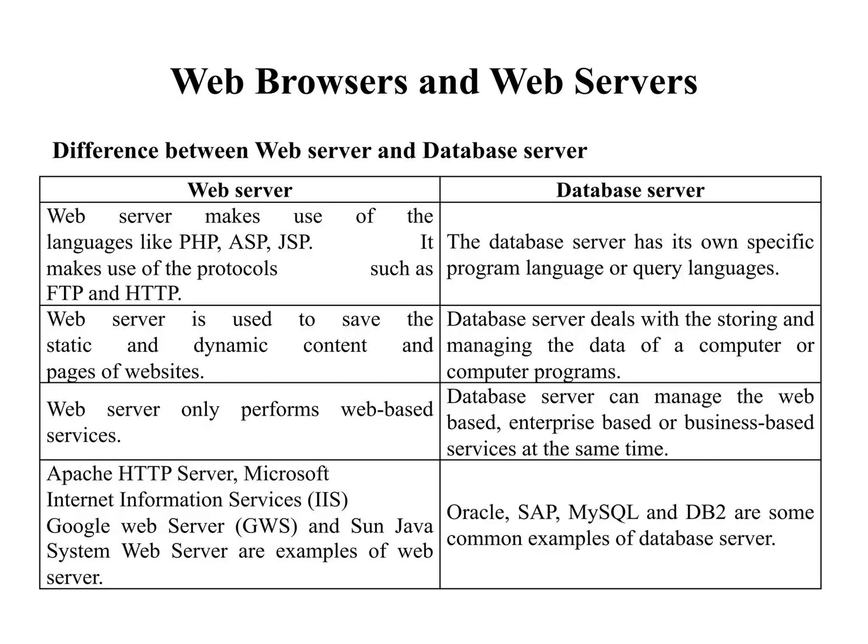For the web server, Apache HTTP server, Microsoft Internet Information Service, Google Web Server, Sun Java System Web Server are examples of web servers. For the database server, Oracle, SAP, MySQL and Database2 are examples of database servers.